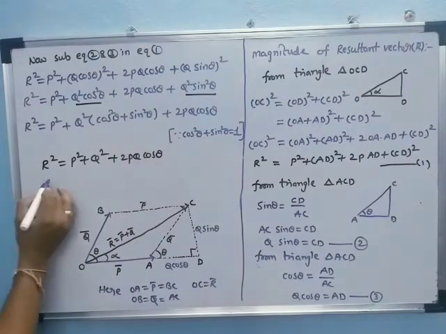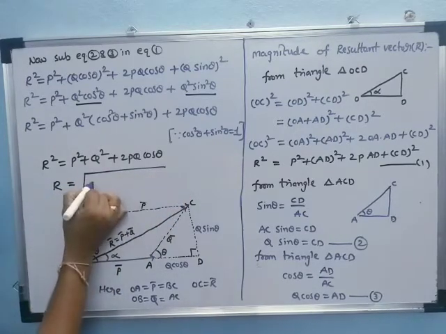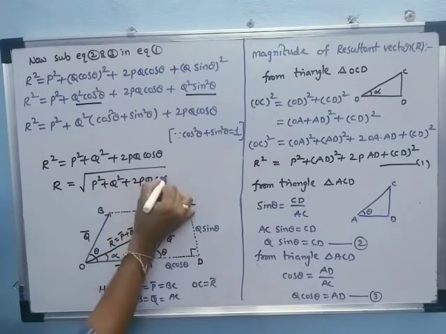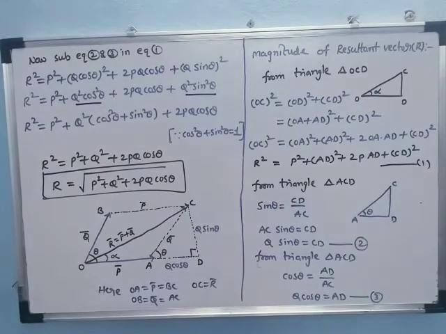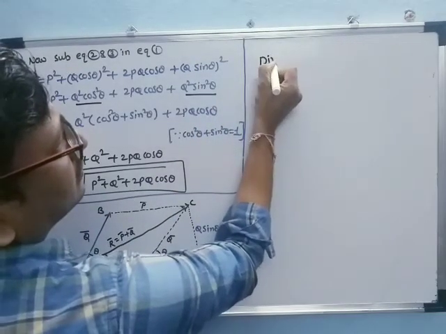Then R is equal to, the square is taken to the other side as a root, under root of P square plus Q square plus 2PQ cos theta. This is the equation of the magnitude of the resultant vector. The magnitude of resultant vector R is equal to under root of P square plus Q square plus 2PQ cos theta. So next we can find the direction of the vector.